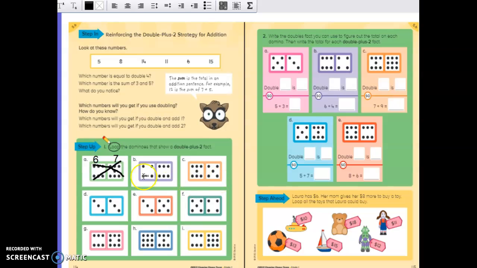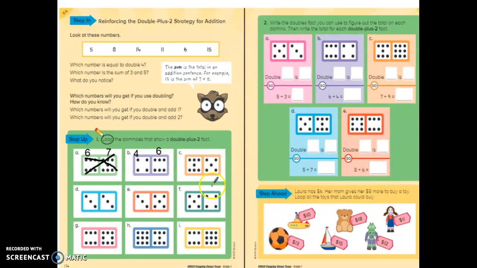So let's look at B. We have 4 on the left and 6 on the right. Is 6 2 more than 4? Let's count. 4, 5, 6. Yes, it is. So this is a double plus 2 fact. 4 plus 2 equals 6. I'm going to do that with the rest of these. You're only circling the ones that show double plus 2.